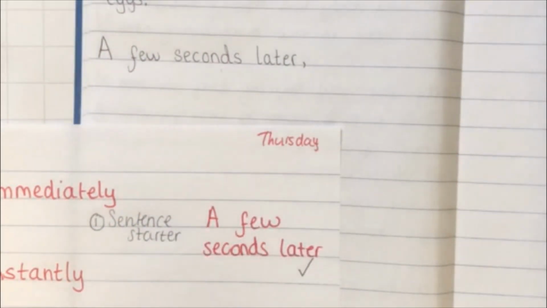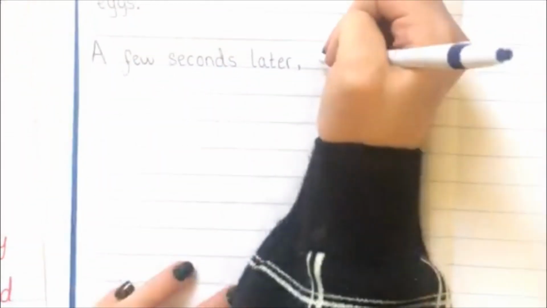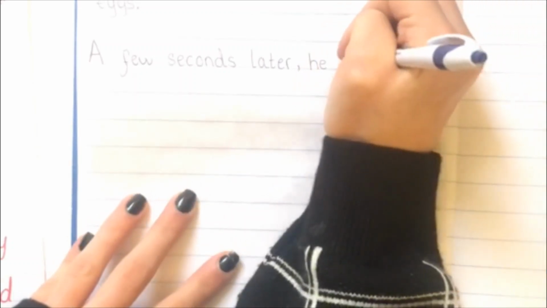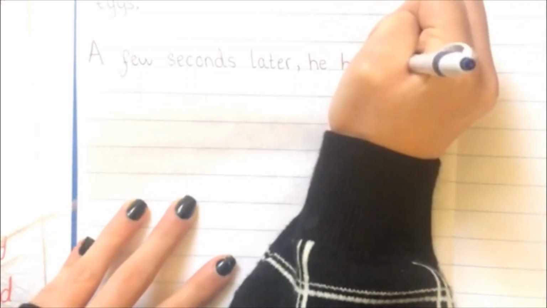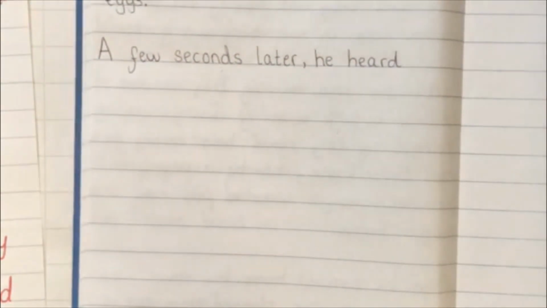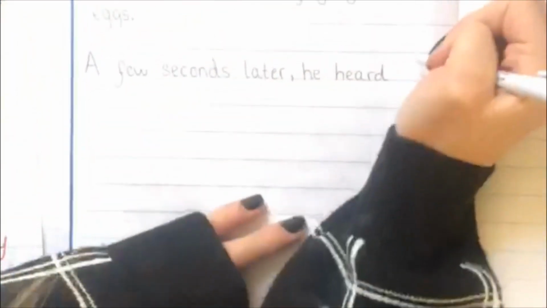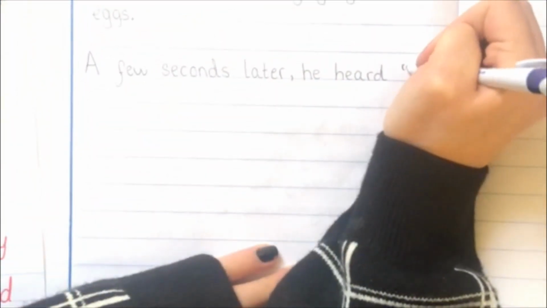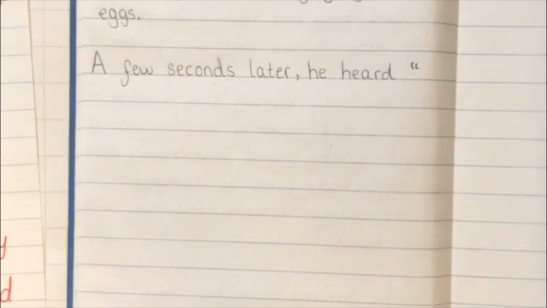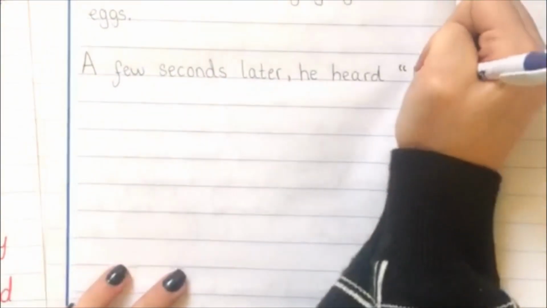A few seconds later, what happens? What does he do? He hears something. But we don't say hear because this is past tense. So he heard. He heard. And this is where I put my speech in. So I'm going to do speech marks that look like a 66. And then I'm going to write my speech. And I get to copy it straight from my story map. And notice it's all in capital letters. So I'm going to copy it.